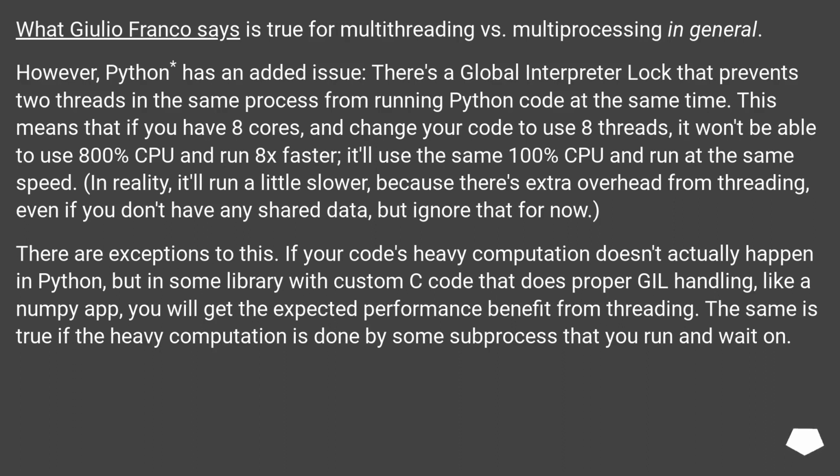There are exceptions to this. If your code's heavy computation doesn't actually happen in Python, but in some library with custom C code that does proper GIL handling, like a NumPy app, you will get the expected performance benefit from threading. The same is true if the heavy computation is done by some subprocess that you run and wait on.